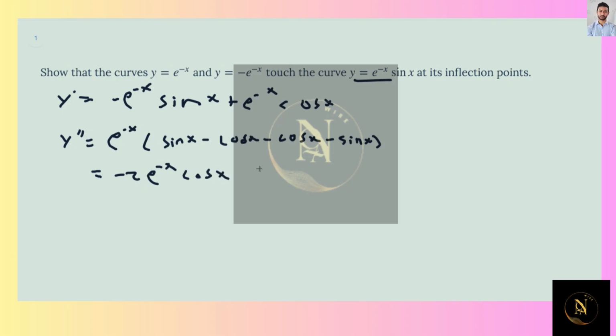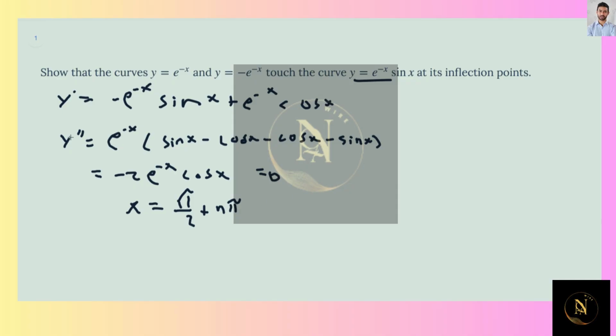And we're looking for where the second derivative equals 0, because that's where the inflection point occurs. We know this term right here cannot equal 0, so where does cosine x equal 0? Well, that equals 0 at pi over 2. But since it's periodic, we know that if we do a pi periodicity, we will get cosine x equals 0 at n pi plus pi over 2.